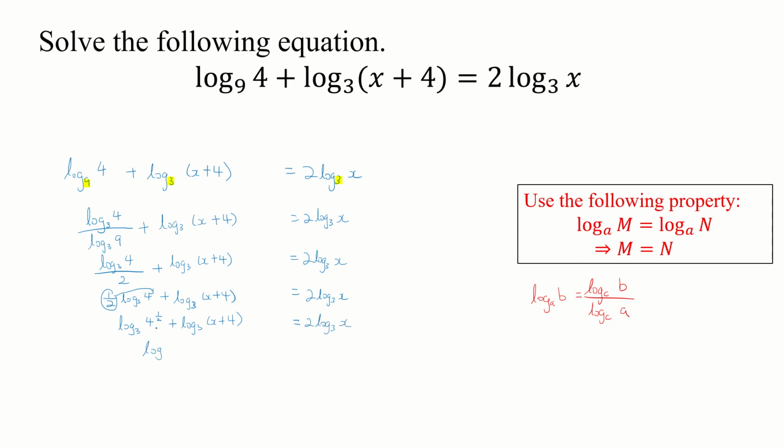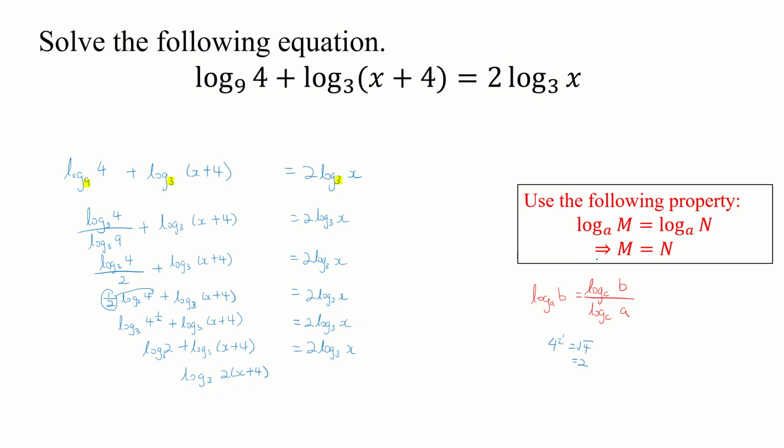This will give us 4 to the power of half, which is square root 4. This is the indices law. And square root 4 is 2. So this will be log base 3 of 2 plus log base 3 of (x plus 4) equals 2 log base 3 of x. And now we are finally ready to put this as log base 3 of 2 times (x plus 4).